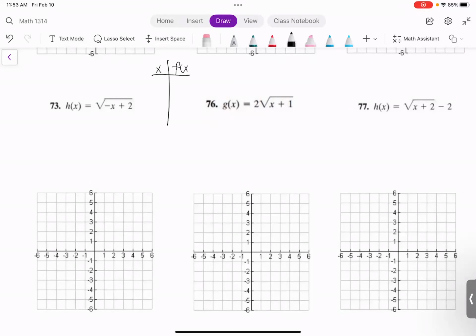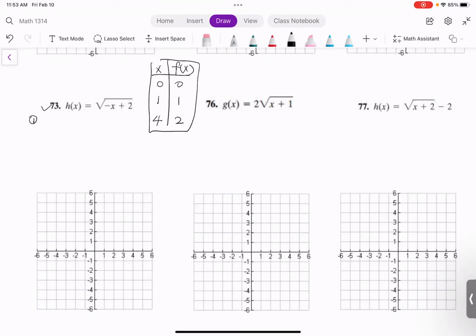f of x: 0, 0, 1, 1, 4, 2. Let's box them. And let's see the transformation. We have 2 transformations here. So where do we need to start? We have 2 kinds of transformation in the square root.